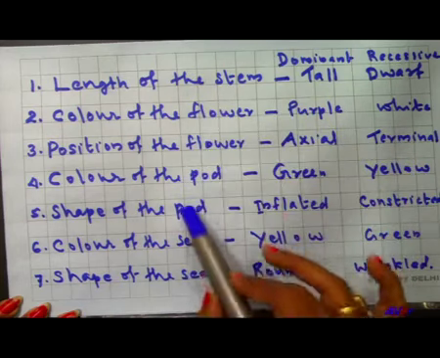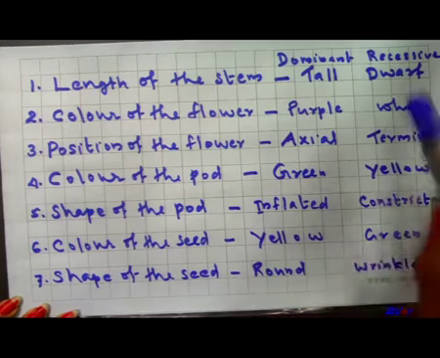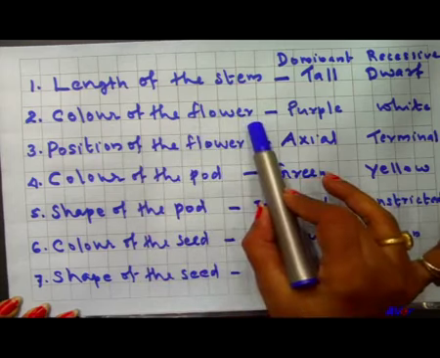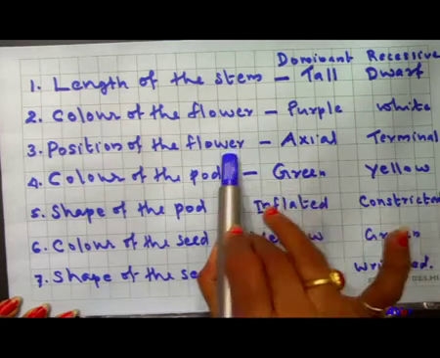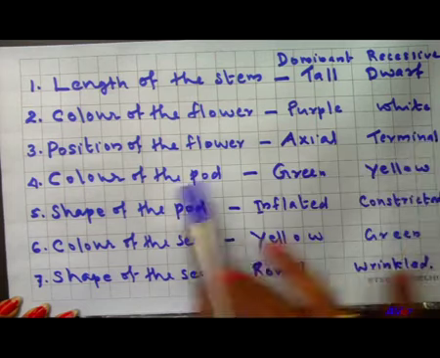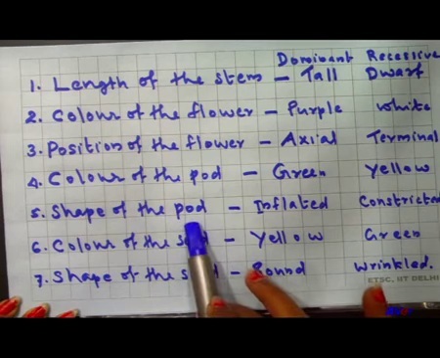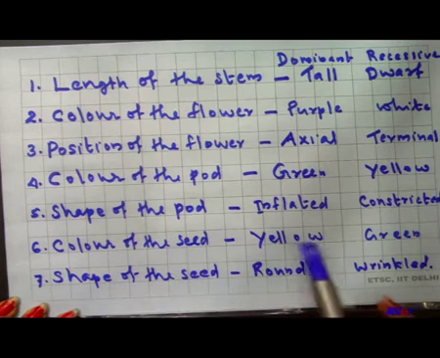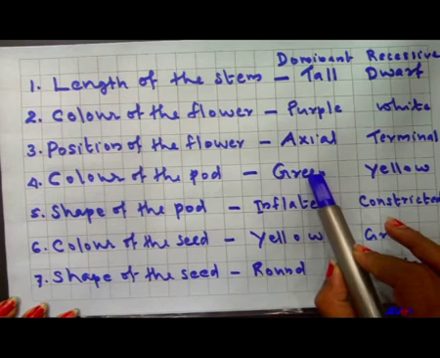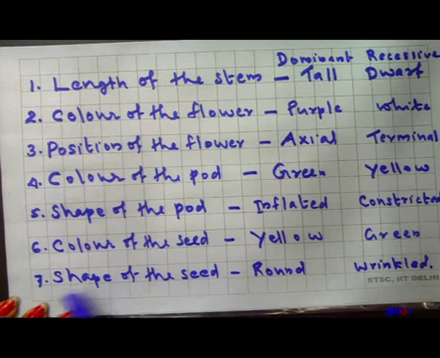Just step by step you have to move, analyze a plant. First you can see the height of the stem, length of the stem, tall and dwarf; color of the flower, purple and white. Then coming to the second character of the flower, that is position, axial and terminal. Then color of the pod, green and yellow; shape or form of the pod, inflated and constricted; color of the seed, just the reverse of the color of the pod, that is yellow and green. Then form or shape of the seed, round and wrinkled.